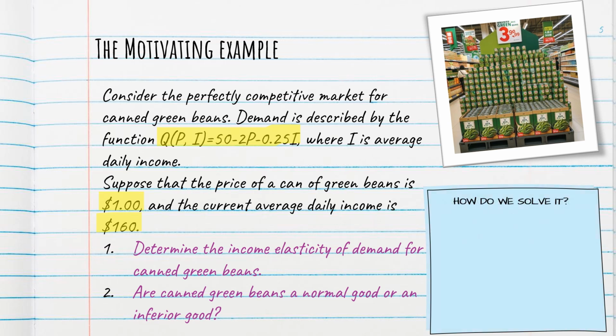How do we solve an income elasticity of demand question? We just need to apply the relevant formula. So that formula is income over quantity demanded times the partial derivative of the demand function with respect to income.